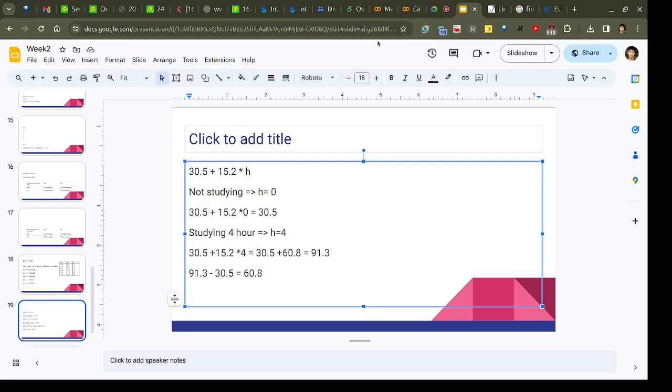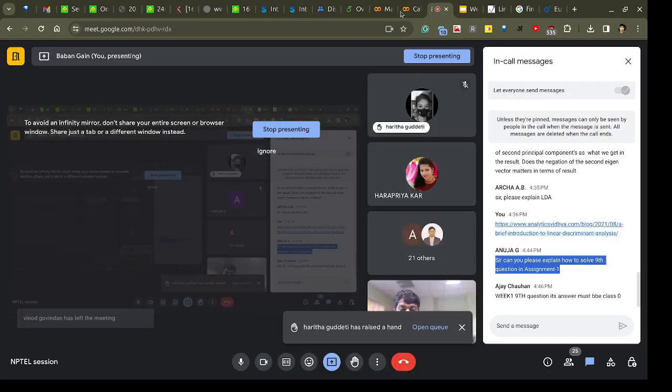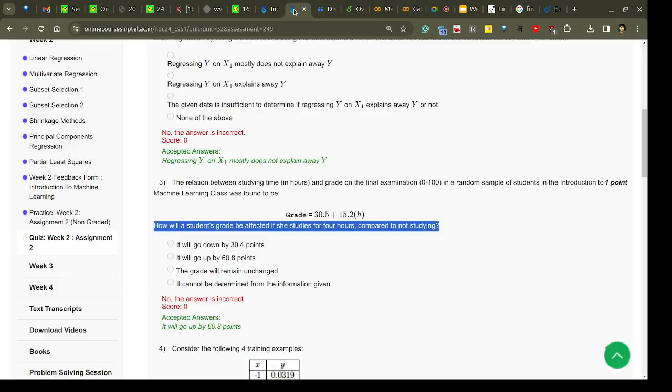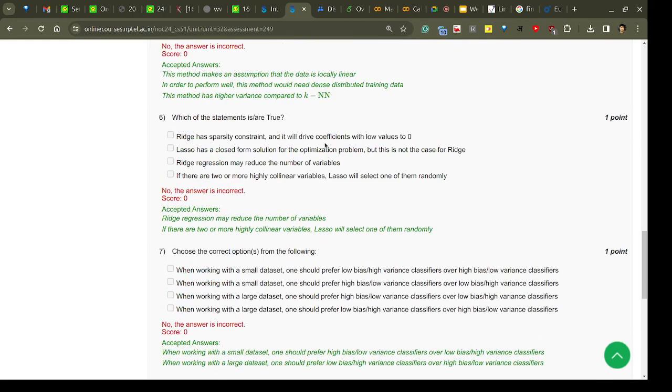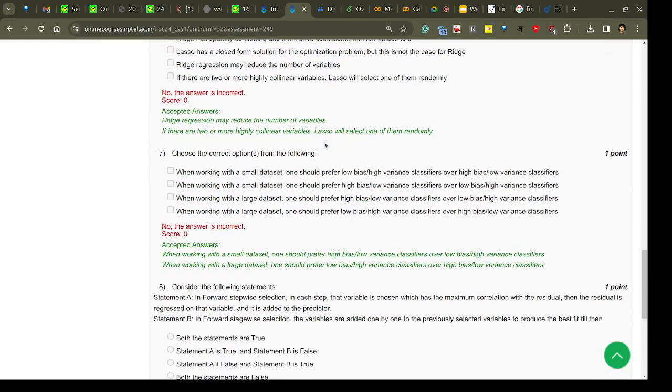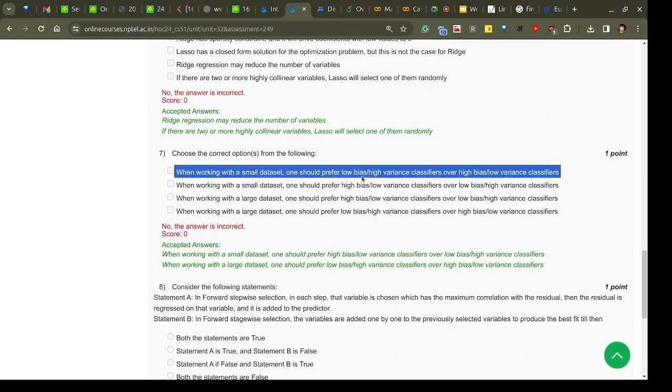Sir, second assignment, 7th question. Okay. So when working with some small data set, one should prefer low bias, high variance classifiers over high bias, low variance classifiers.